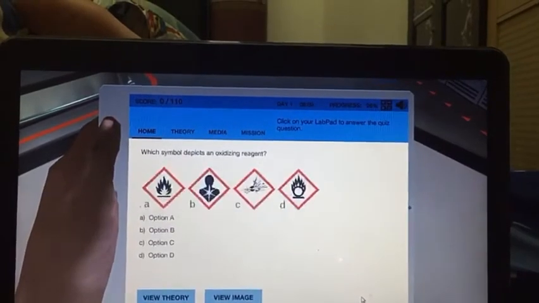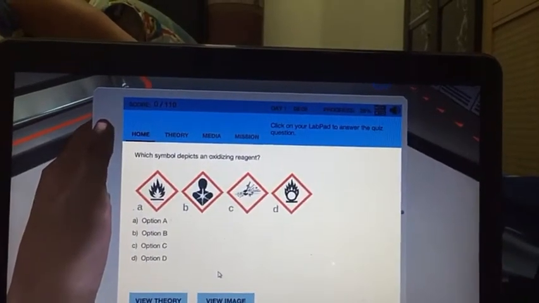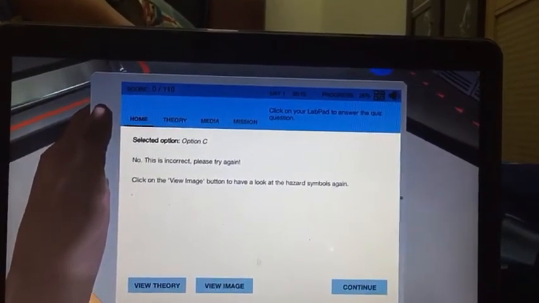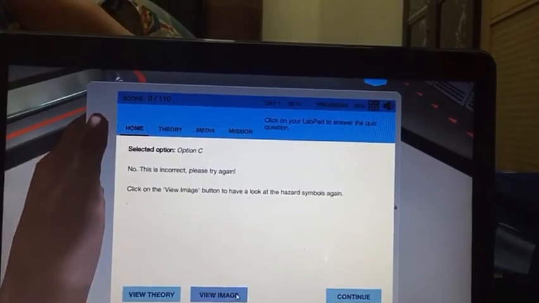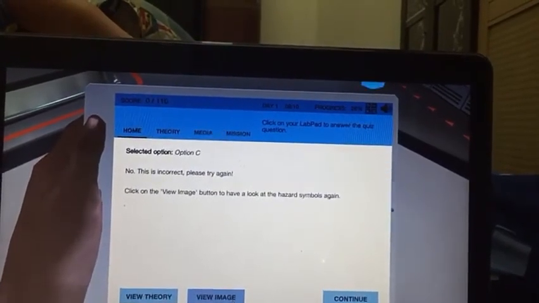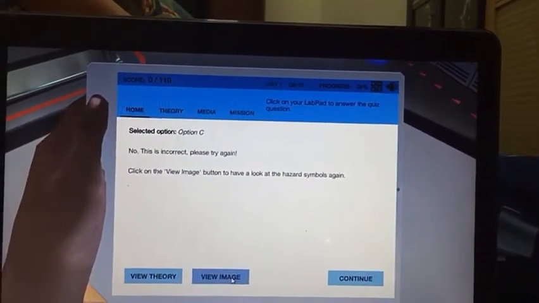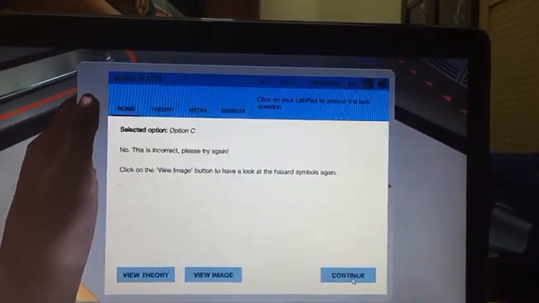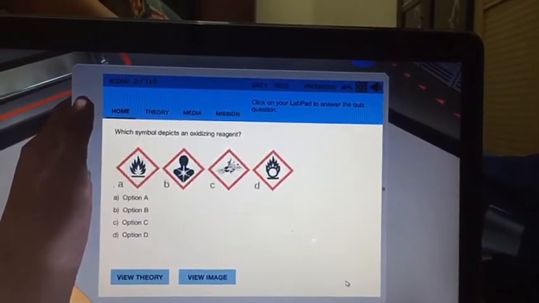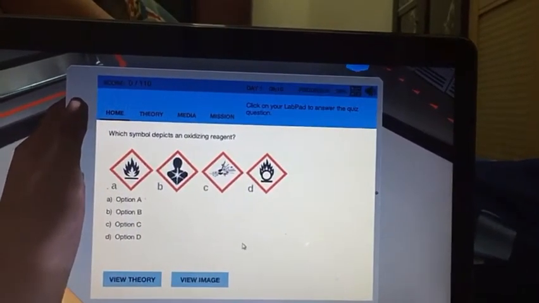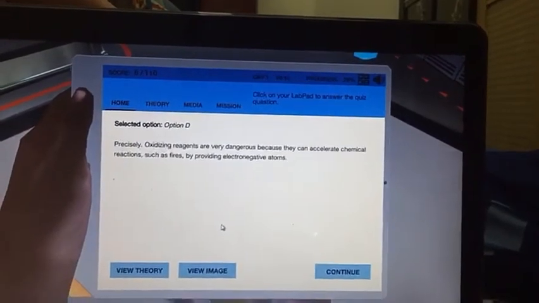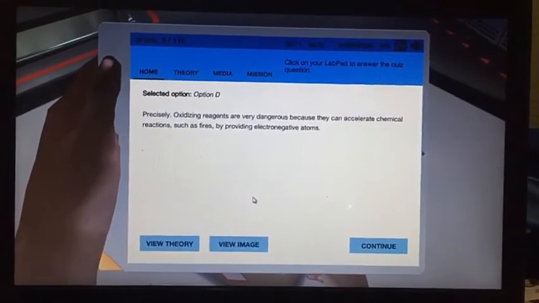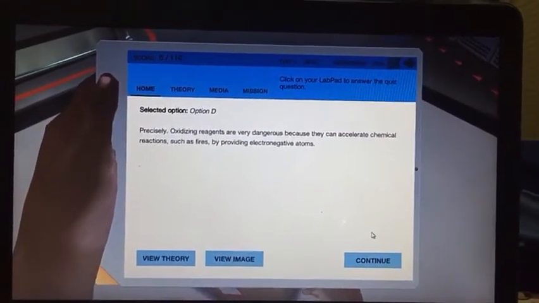Which symbol depicts an oxidizing reagent? No, this is incorrect. Please try again. Click on the View Image button to have a look at the hazard symbols again. Precisely. Oxidizing reagents are very dangerous because they can accelerate chemical reactions, such as fires, by providing electronegative atoms.